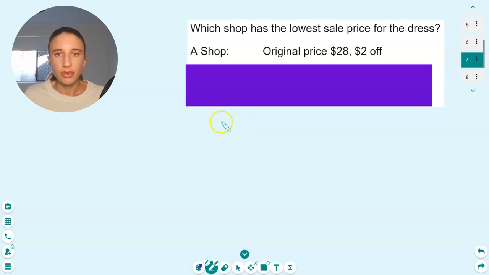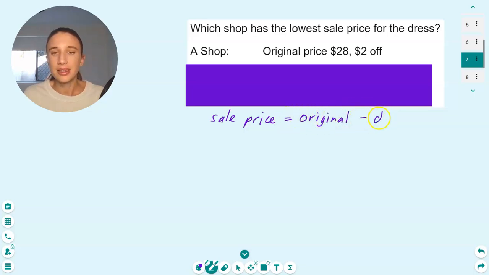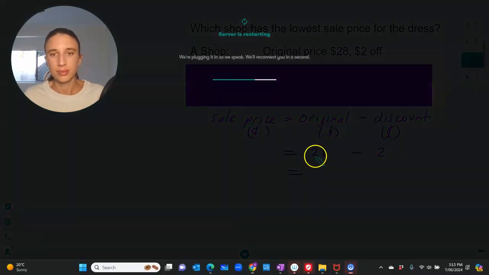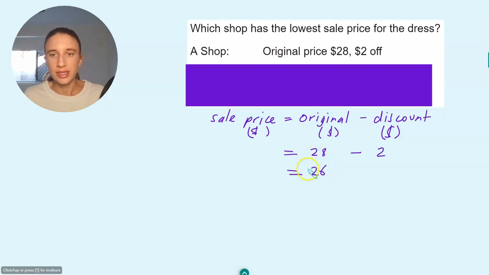Okay, so just write your formula. Sale price equals original, take discount. And these all need to be in units of dollars. I just write that to remind myself. So original price is 28, so we're just substituting in. Take away the discount. Luckily, that is in dollars already. It won't always be like that. That's $26. That's the sale price of the dress for A shop.